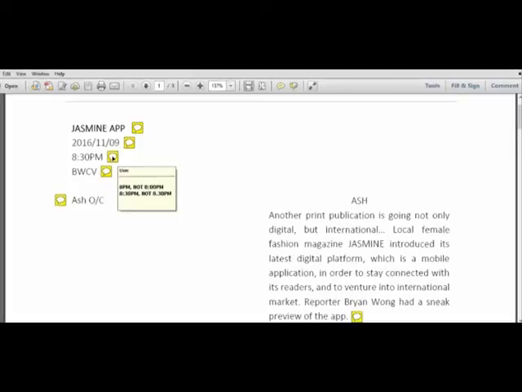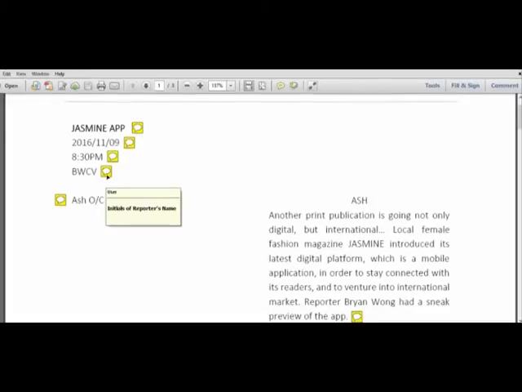Next line is the time of the news bulletin that your piece of article will be aired. If it's at 8 o'clock, 9 o'clock or 10 o'clock at night, then just write 8 p.m., 9 p.m. or 10 p.m. And if it's at 10:15 or 10:30, then just write 10:15 p.m. or 10:30 p.m. The last line is your initials.